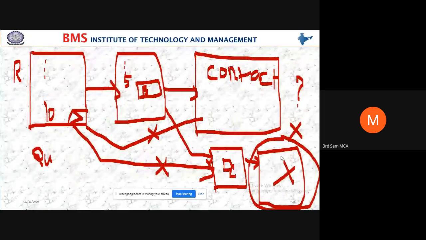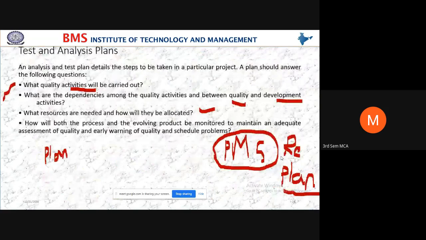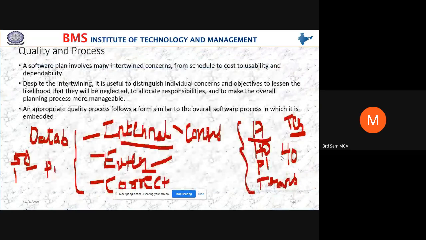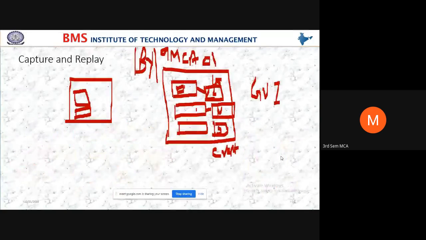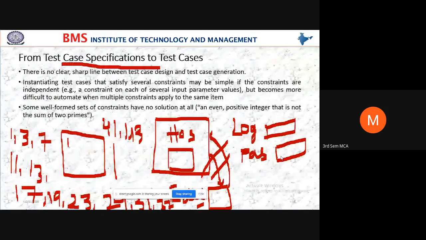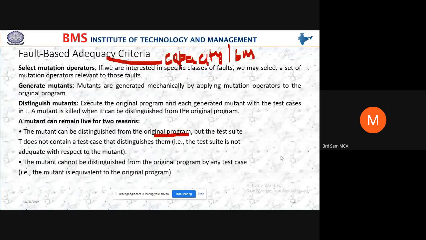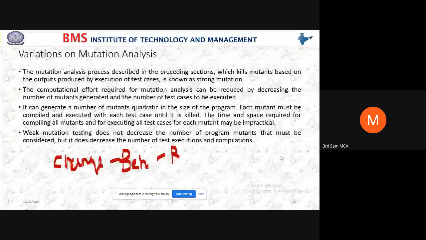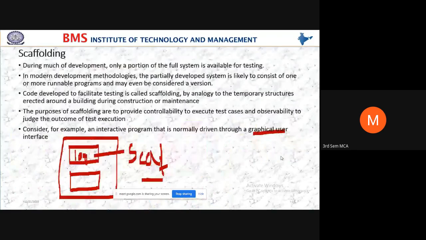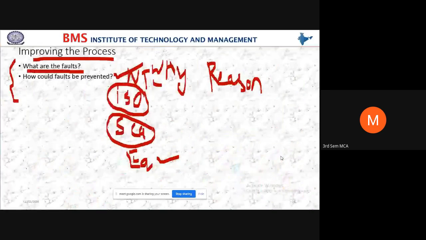Yes, students, in the last module, I want to revise some of the topics because this is a very important module. Here we are going to learn the most important concepts: quality, process, capture and replay, scaffolding, test case specification, and mutation analysis. So we are going to study these things in this module, and I'll start from the last topic.